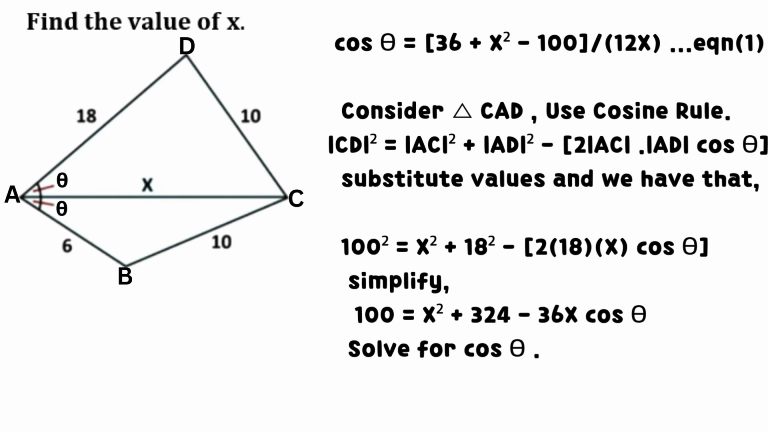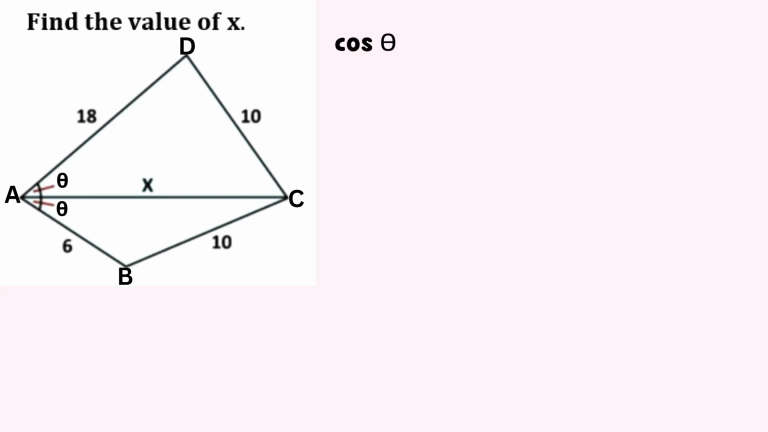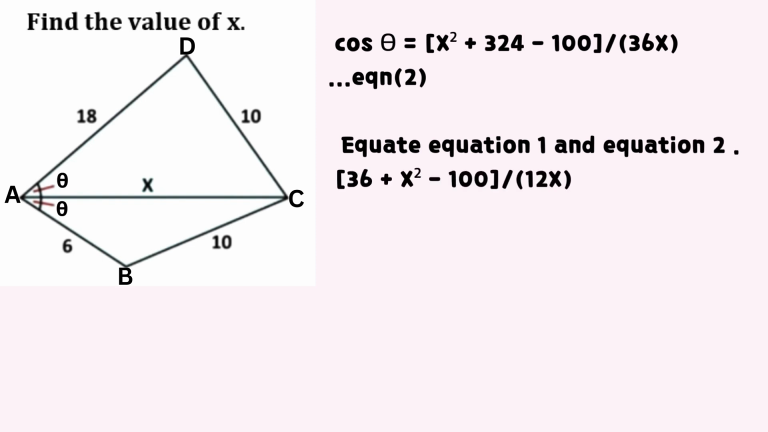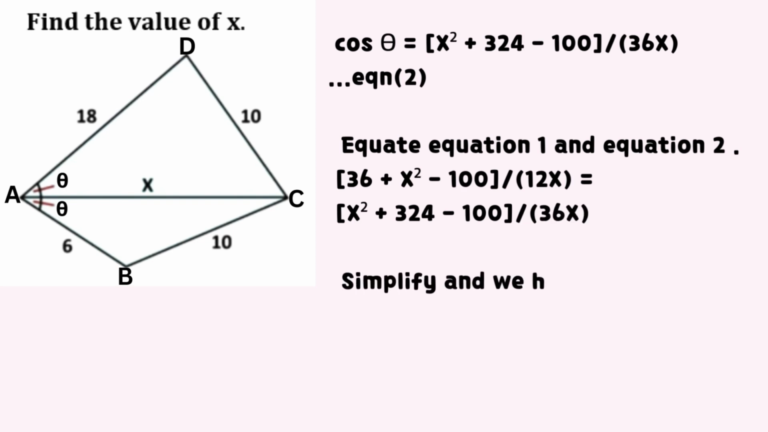Simplify it to have that 100 equals the sum of the square of x and 324 minus the product of 36 and x times cosine θ. Solve for cosine θ. Cosine θ equals the sum of the square of x and 324 minus 100, all divided by 36 times x. We call it equation 2.